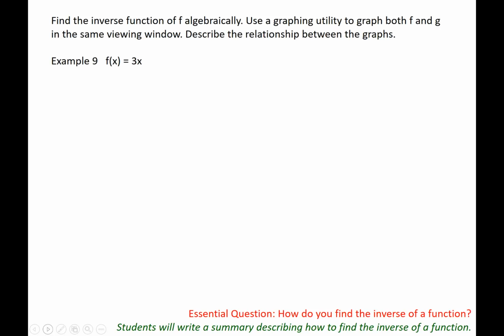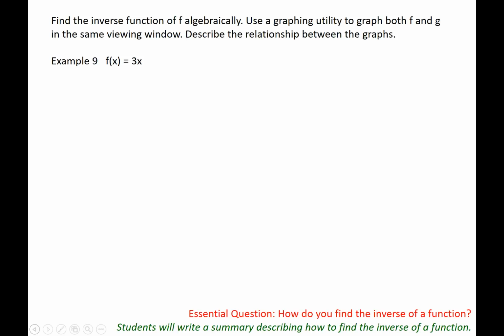All right, so first we're supposed to find the inverse of the function algebraically, and then we're going to use our graphing calculator to show them in the same viewing window and describe the relationship between the graphs.